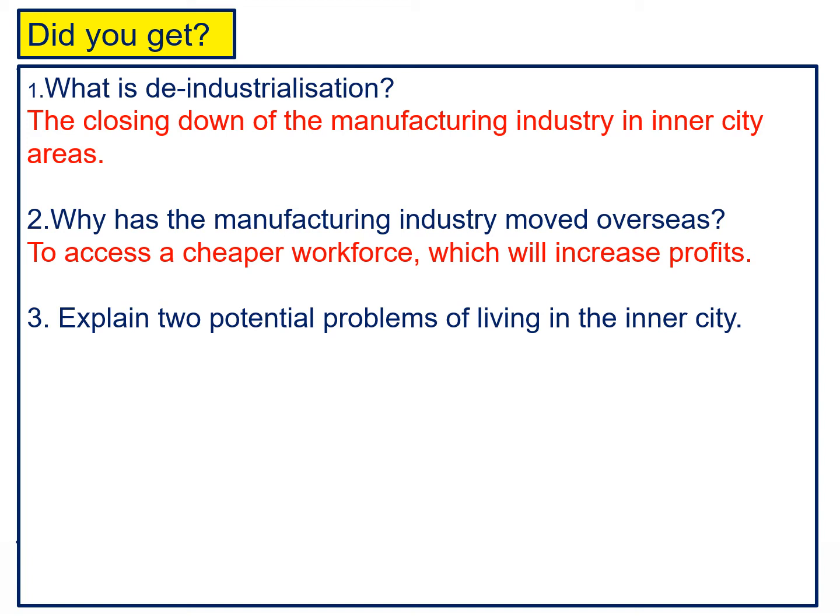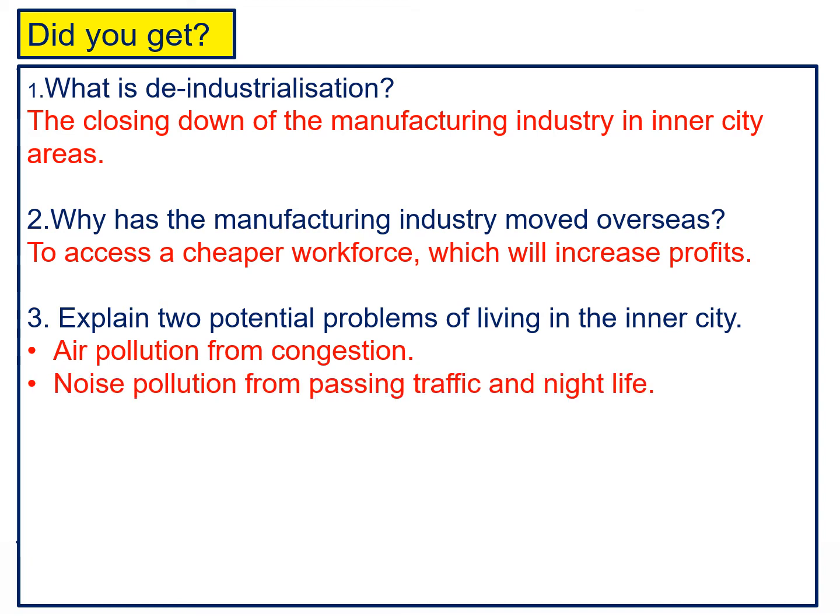Explain two potential problems of living in the inner city. Well, we all know what it's like. It's very congested. That means there's lots of traffic, and this can cause a lot of air pollution, so the air quality is worse in the inner city. There's noise pollution as well from all the traffic and the densely put together buildings. You don't get much space. And also there's the nightlife, so people coming out of pubs and restaurants and clubs can make a lot of noise.